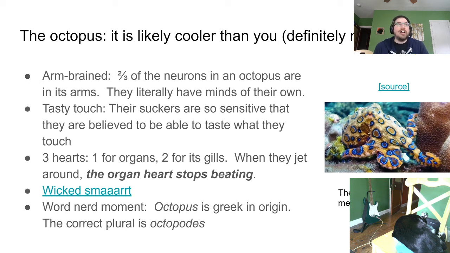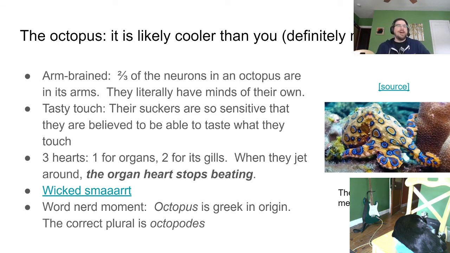Octopuses have their arm brains, so two-thirds of the neurons in their body, two-thirds of their brain matter, is actually in their arms. So their appendages actually have a mind of their own. There are videos you can go see on YouTube of an octopus arm that has been removed, and they can regrow their arms too, because of course they can.